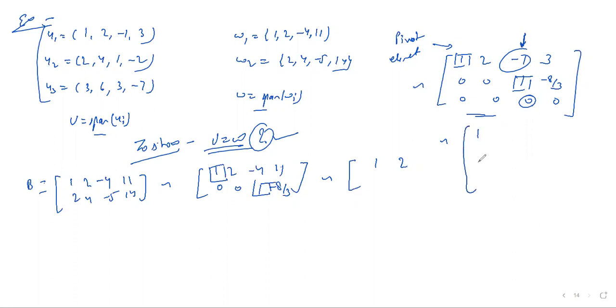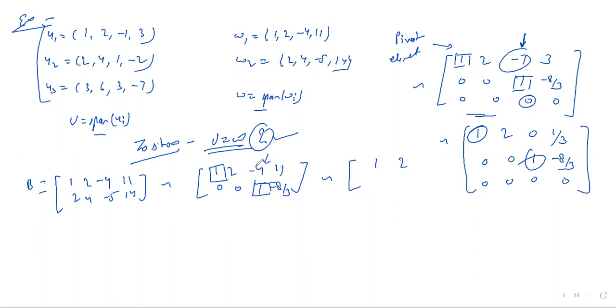We'll apply the operation here, which became 1, 2, and we'll just add these two: 1, 2, 0, 1 by 3, 0, 0, 1, minus 8 by 3, 0, 0, 0, 0. This is our pivot column, and we'll do the same here. We'll reduce it to the row canonical form. What is row canonical form? It is where only the pivot element is non-zero, and all the other elements are zero.